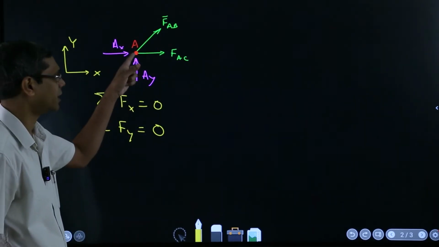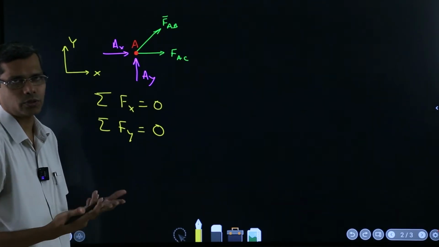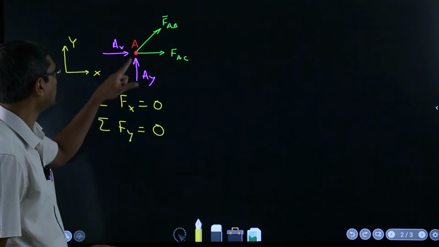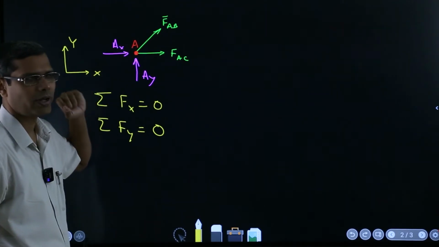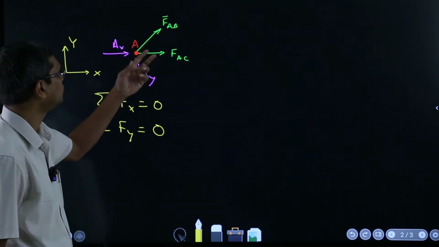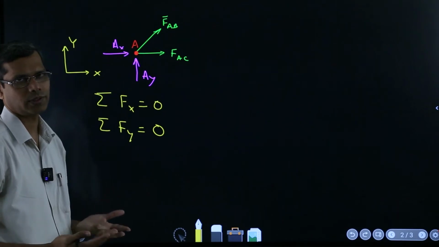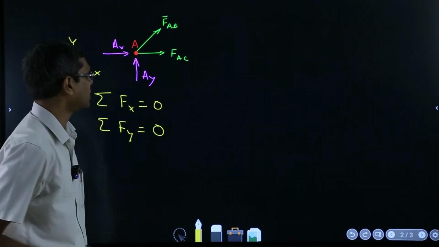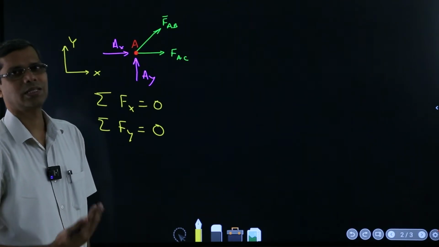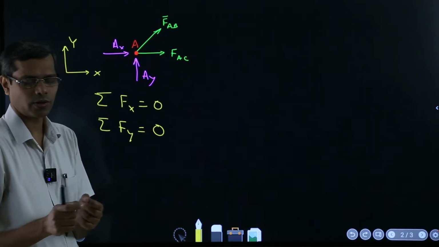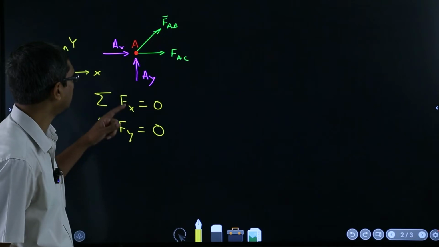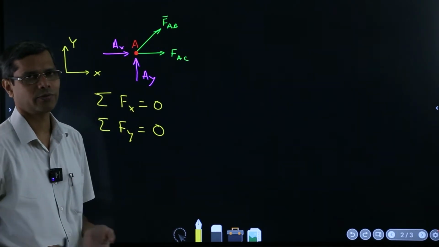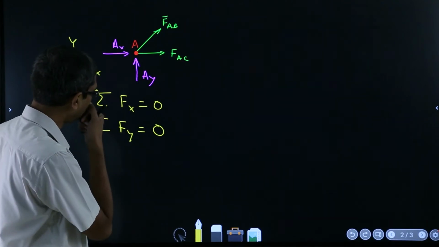And for a given point in space in 2D, you can write maximum these 2 equations, not more than that. And that is why you should choose a joint where not more than 2 unknown forces are present. Okay, good. In fact, the fewer the unknown forces, the better. So if you can figure out a point where only one unknown force is there, straight away you can figure out what is that force.